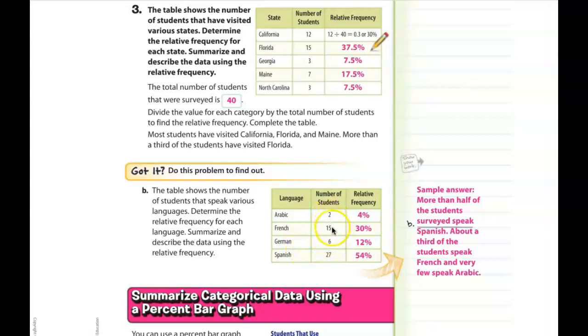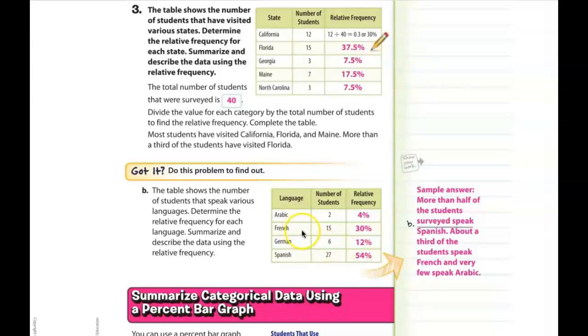We have a total of, let's see, 2 plus 15 is 17. 17 plus 6 is 23. So if you have 23 plus 27, if you have 50 students, 4% of them, 2 out of 50, could speak Arabic. 15 out of the 50 could speak French. So that's 30%. 12% spoke German. 27, sorry, 27. So 54% could speak Spanish.